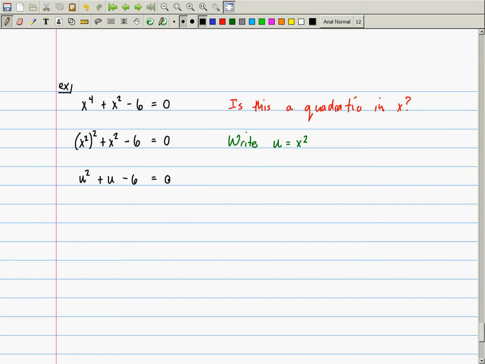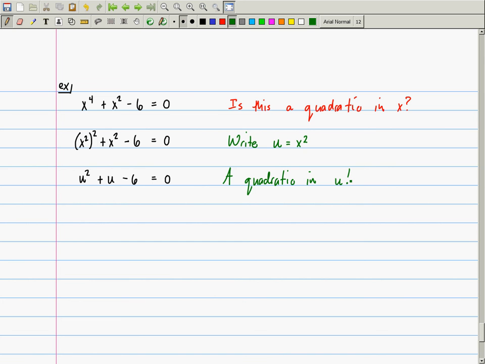Yes, this is a quadratic, but now we need to be more specific. It is a quadratic in what symbol? In the symbol U, right? It's not a quadratic in the symbol X, but it is a quadratic in the symbol U. So this is a quadratic in U. So this kind of equation is the prototype of this section.